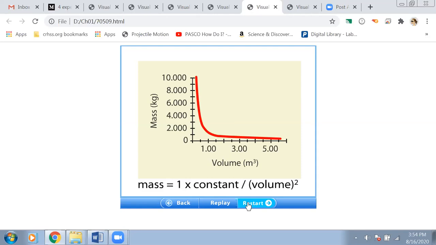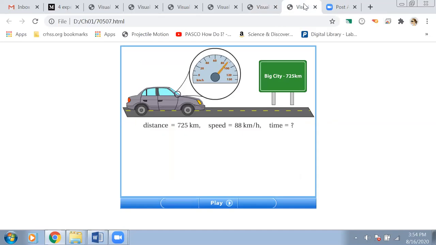Okay, and the last one is evaluating physics equations. I'm going to do a separate video, hopefully, on dimensional analysis, so this is more like an introduction to that. Here we go. Dimensional analysis and estimation help you to check the accuracy of your calculations.